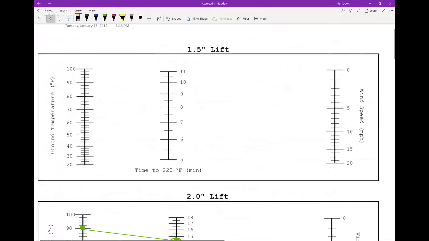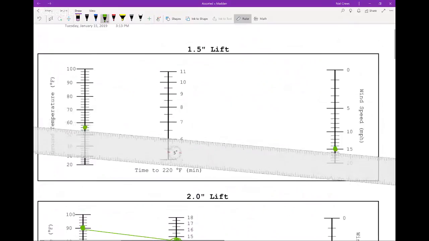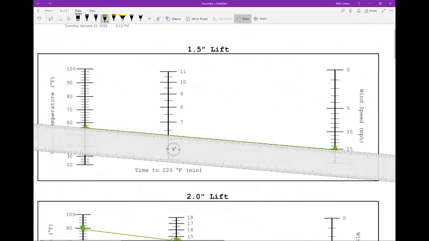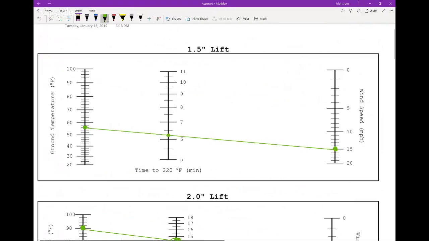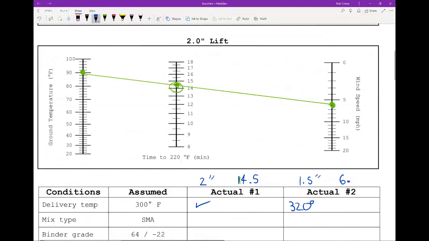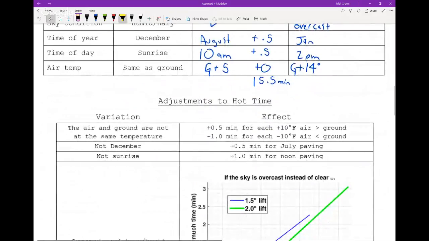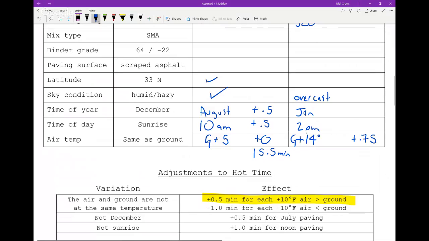Going to the nomograph for the 1.5-inch lift, we will mark the ground temperature, 56 degrees. We will mark the wind, 15 miles per hour. We'll draw a line here to connect these two. This gives us then a cooling time of 6.25. The air is nearly 15 degrees warmer than the ground. So let's add 0.75 minutes to the cooling time.